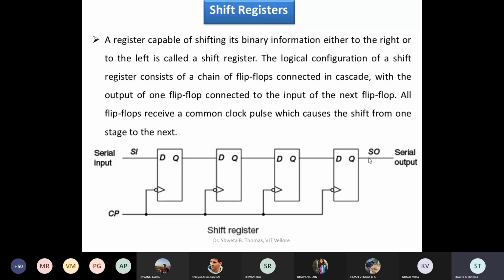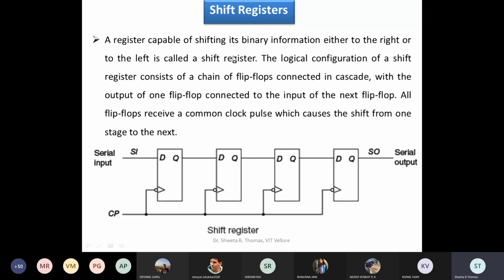So how does serial transfer happen? What is the working of this serial transfer fashion? I will show you with the help of one example. If you want to serial transfer from one register to another, suppose we have two registers, register A and register B. How do we transfer this information? I will show you with the help of one example.